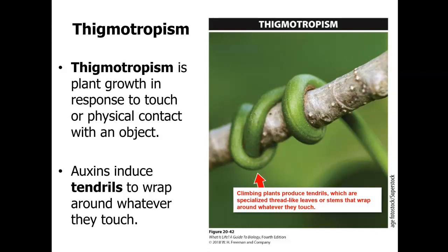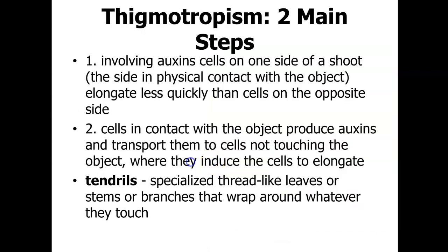Thigmotropism is going to be where a plant grows in response to touch or with physical contact with an object. Here we see auxins that are inducing tendrils and causing them to wrap around whatever they touch. So this is going to just be a tendril of a climbing plant.